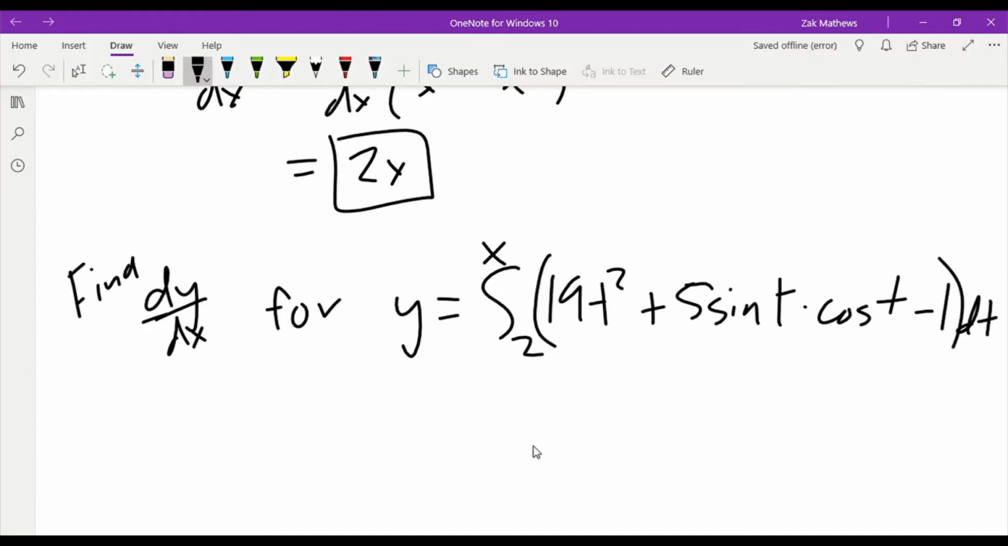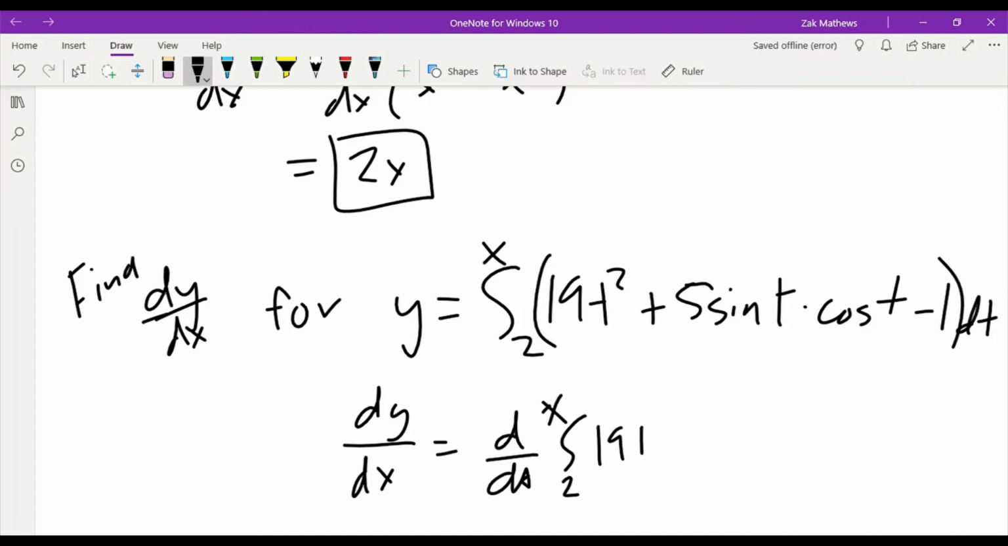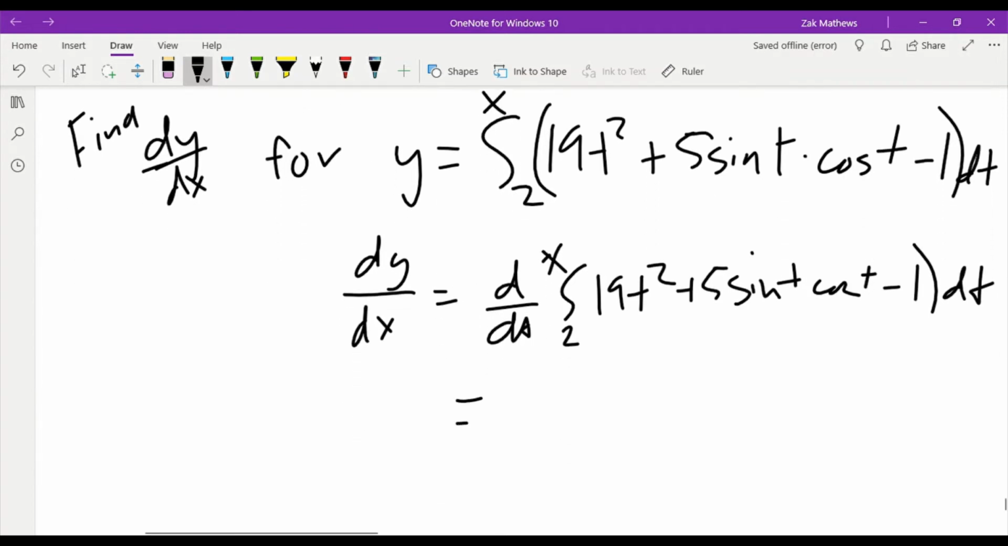Well, I don't want to have to integrate that function even if I did know how to integrate it. And so because all we're doing is taking the derivative of an integral, that means they should be canceling out. So we're going to take the derivative of the integral from 2 to x of the 19t squared plus 5 sine t cosine t minus 1. And so the fundamental theorem of calculus says the only thing we need to go back and switch here is those t's are going to become x's because we're differentiating with respect to x.